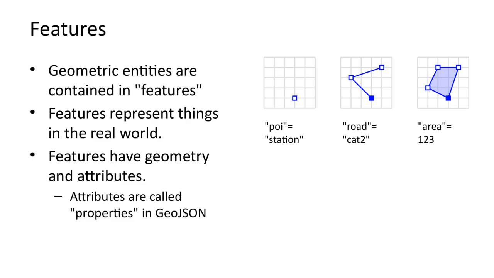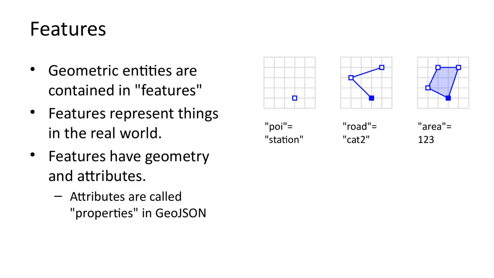Geometric entities are wrapped in another type of entity, called a feature. In the geospatial world, features are any types of things that can be mapped. Point features can be used to describe things like addresses and locations. Line string features may be used to describe things like streets and bus routes. Polygon features may be used to describe things like building footprints or countries.